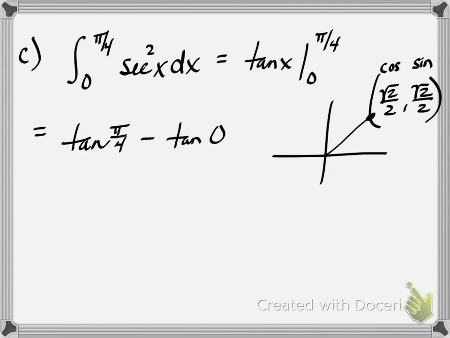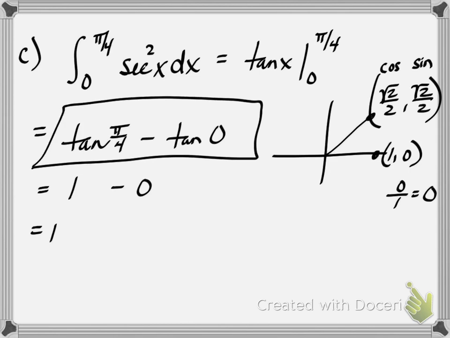Tangent is sine over cosine, so y over x, same thing over itself, is just a 1. And if we think about the ordered pair at 0, that's the point (1, 0). So sine over cosine is 0, and you get 1. You don't have to do unit circle to figure that out. Just make sure you're in radian mode and plug it in. All right, so I think we all agree that this fundamental theorem of calculus is a very nice thing.